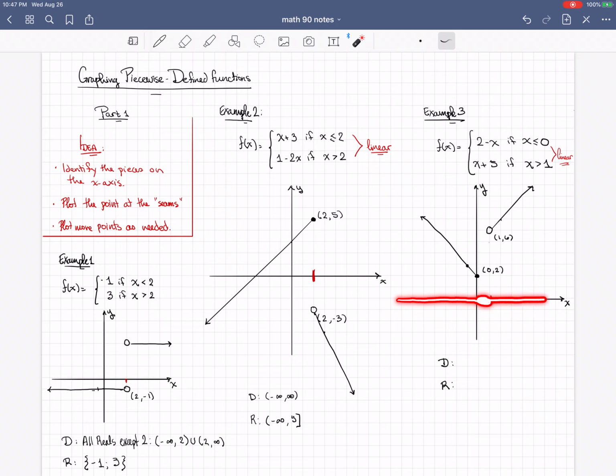So the domain skips everything between 0 and 1, and this is how we would write it in interval notation. The domain is everything up to and including the 0, and then it starts again. Let me make that more clear. It starts again at 1, but not including the 1 itself, and then goes on to infinity from there.